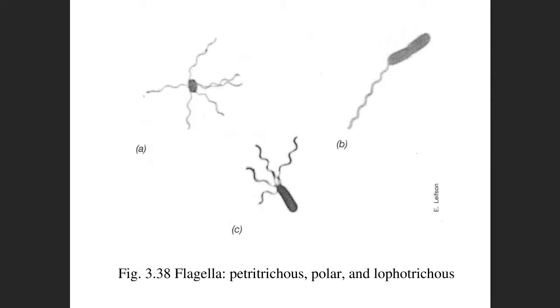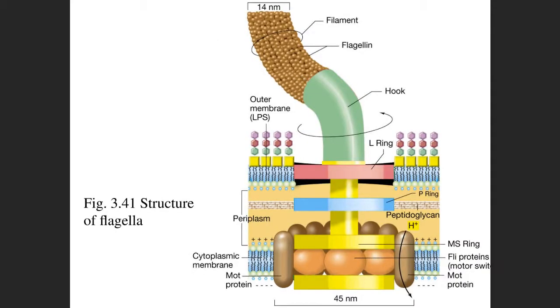So this is peritrichous. This is more common. It has flagella all over the body. And this is mono. You have one flagellum here. And this is polar, and what they call lophotrichous versus peritrichous. And so you have lots of flagella at one end. And the flagella function by rotating around.